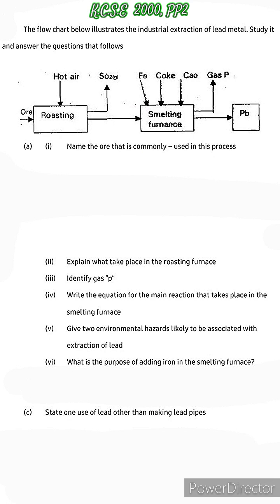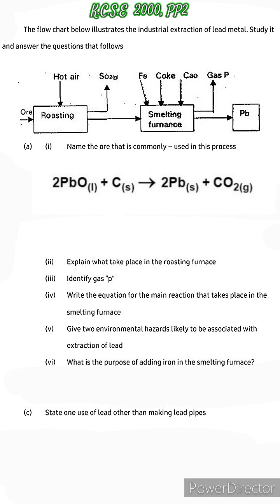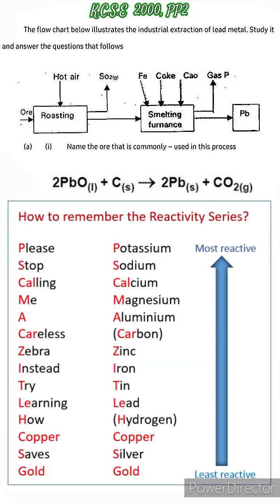Now, we also have another component, coke. Coke is carbon. So carbon acts as our reducing agent. It reduces the lead 2 oxide to lead metal plus carbon 4 oxide. Now again, carbon is more reactive than lead and therefore is capable of reducing the lead 2 oxide.